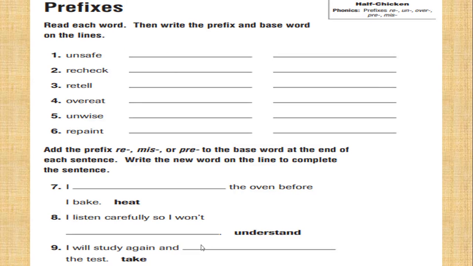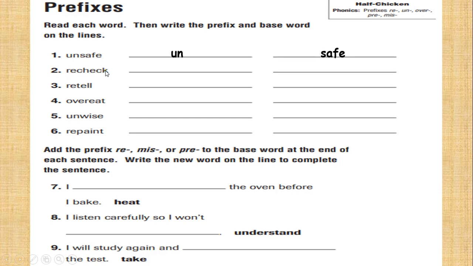All right, kiddos. Now let's move to the next page, page 129. Prefixes. Read each word, then write the prefix and the base word on the lines. So over here, because it comes at the beginning, we will write the prefix, and over here we will write the base word. Unsafe, unsafe, unsafe. Where is the prefix? Un. Where is the base word? Safe, safe.